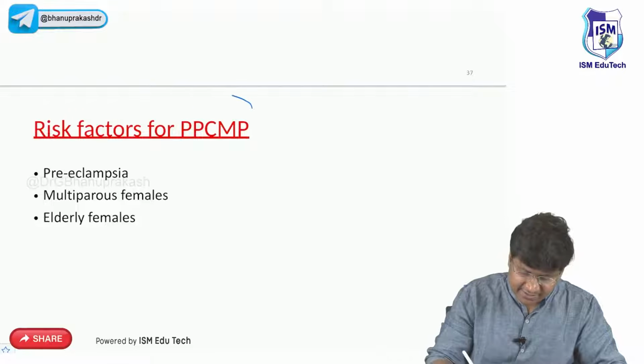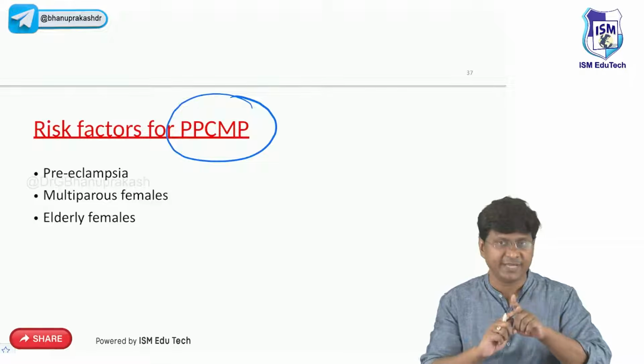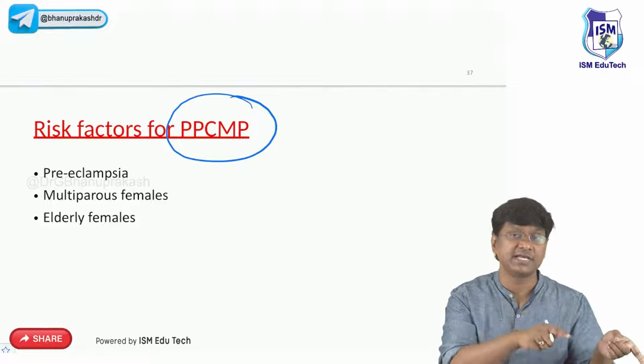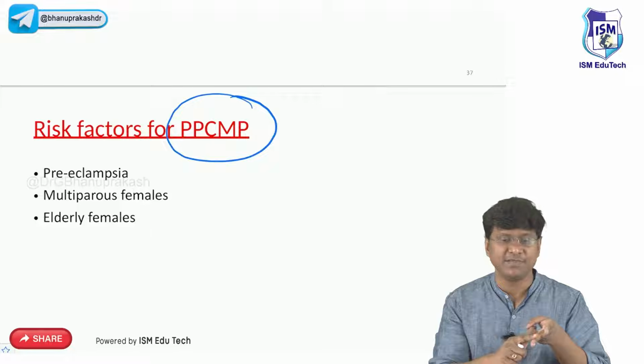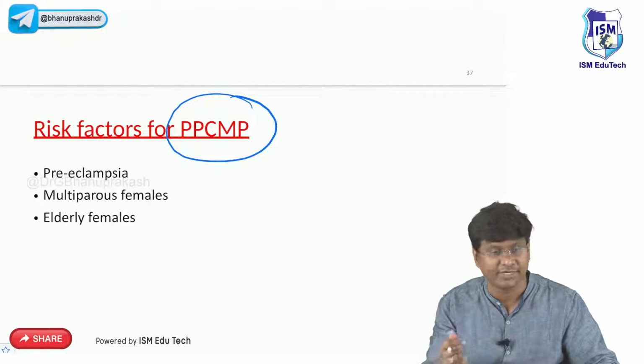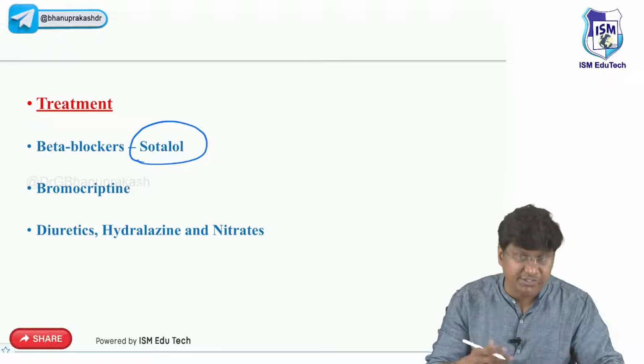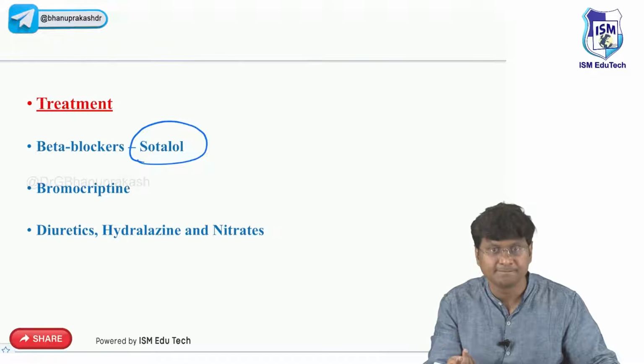Now, what are the risk factors for the development of peripartum cardiomyopathy? Risk factors include preeclampsia, that is hypertension, which will increase the afterload on the heart, multiparous females, and then elderly females. These are the groups of individuals who are at risk of developing peripartum cardiomyopathy. Now, what are the drugs that we need to give in these patients? That is beta blockers, that is sotalol.